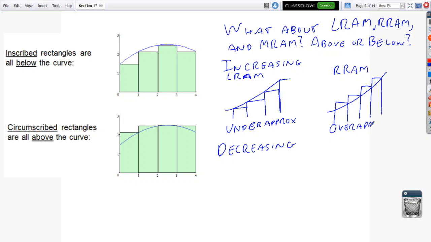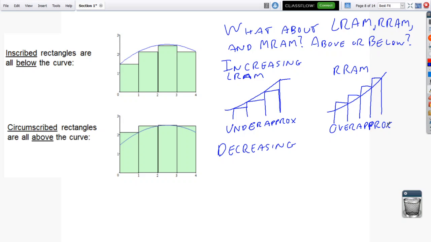I will tell you that I have viewed many, many AP tests, and this is usually one of the questions on one of the free response questions. They will give you tabular data, have you calculate a left endpoint Riemann sum or LRAM. Somewhere in the problem, they say it is solely increasing, and since you are using left endpoints, you have to interpret that that means it is an under approximation.